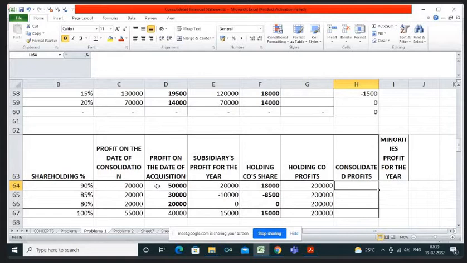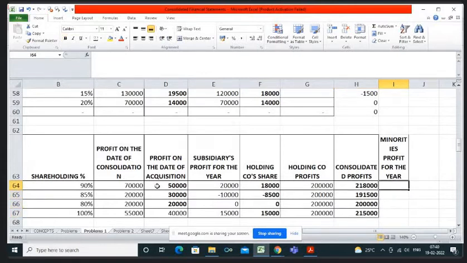Then how much is the consolidated profits? Consolidated profits is holding company's profits plus holding company's share of profits in subsidiary. So in this case, consolidated profits will be 2,18,000. We do the similar formula. Here it will be 191,500. Here it will be 2 lakh. Here it will be 2,15,000.